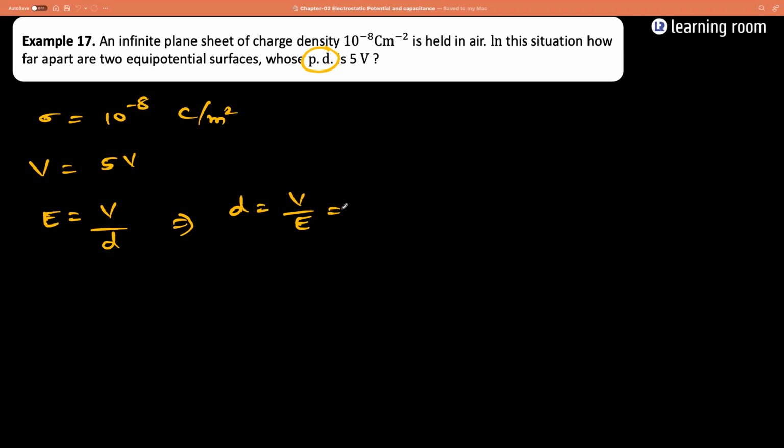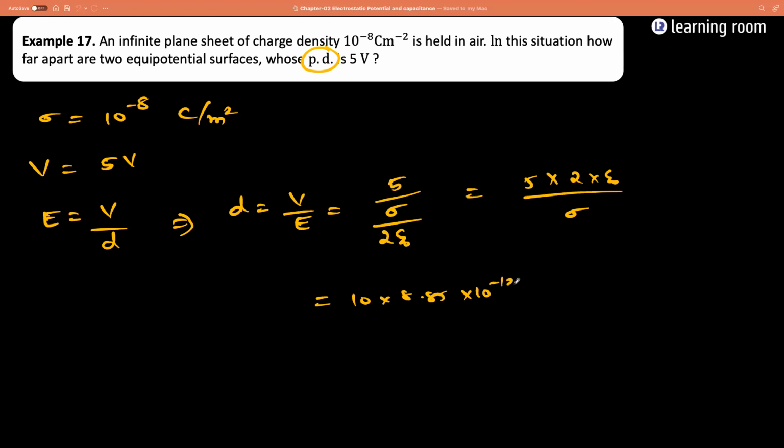What is the value of V? 5. Divided by E, which is sigma by 2 epsilon naught. So 5 into 2 into epsilon naught divided by sigma. So 10 into epsilon naught, which is 8.85 into 10 power minus 12, divided by sigma, which is 10 power minus 8. So 8.85 into 10 power minus 4 meter. Sir, approximately 9 millimeter. Yeah, that's right.